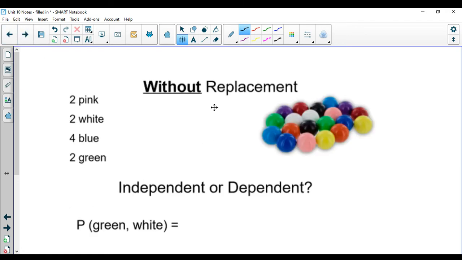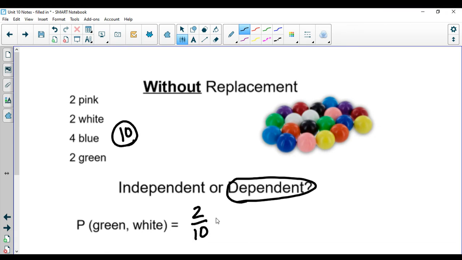Without replacement, which means we're going to pick and then we're not going to put it back. So because we are not putting it back, obviously that is going to change our scenario pretty rapidly here. And taking a look, I have 2, 4, 6 plus 4, so that's 10 total here. So if I pick out a green marble, that's going to be 2 out of 10 on my first pick.